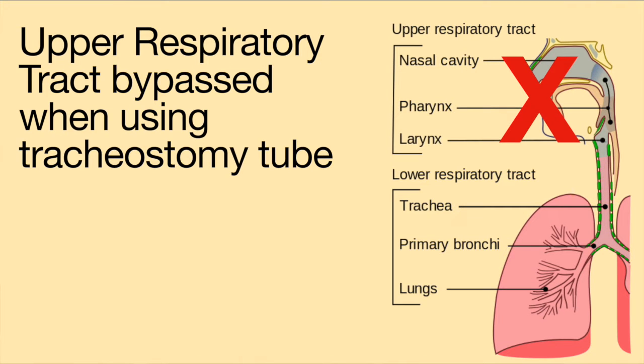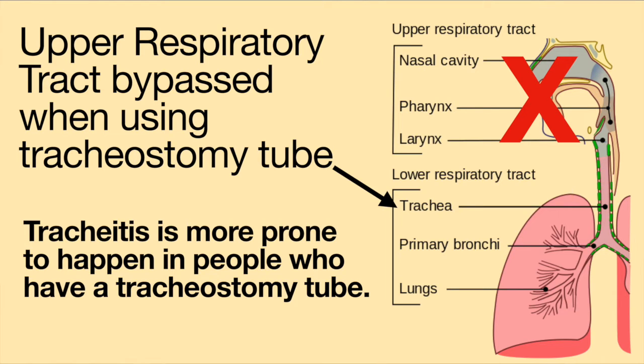However, having a tracheostomy tube means microorganisms do not have to overcome all the immune responses in the upper airways and now have direct access to your lower airways. Thus, tracheitis is more prone to happen in people who have a tracheostomy tube.